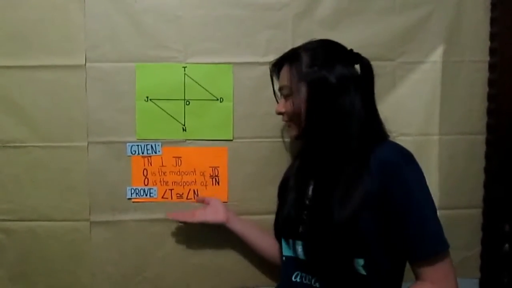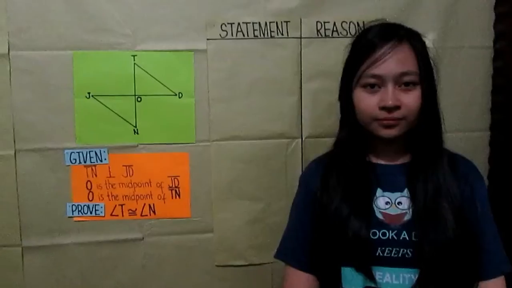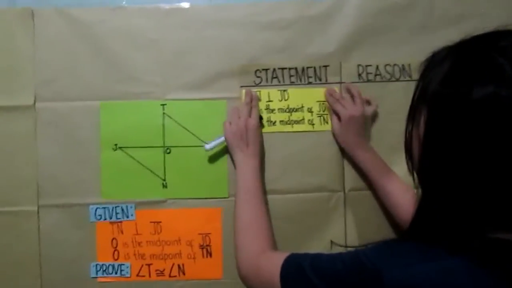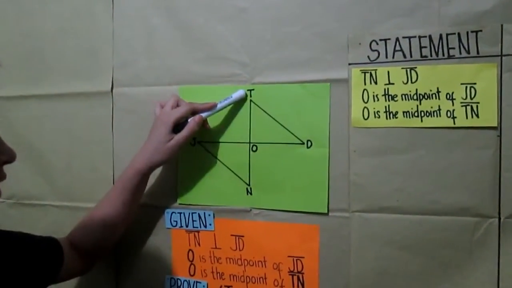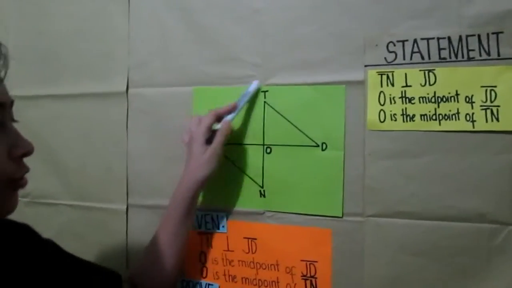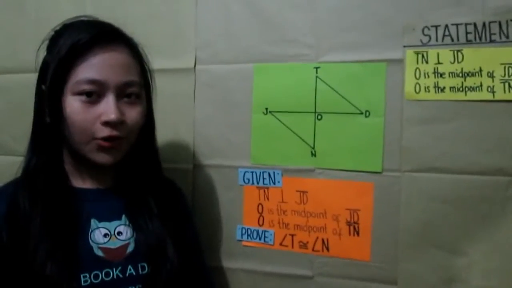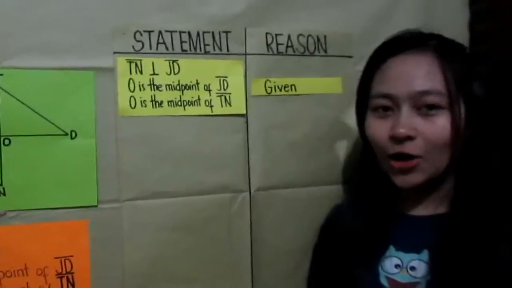To prove that angle P is congruent to angle N, we are going to use the two-column proof. Our first statement should be that line segment TN is perpendicular to line segment JD, while O is the midpoint of both TN and JD. Of course, the reason is given, because it's already given along with the diagram.